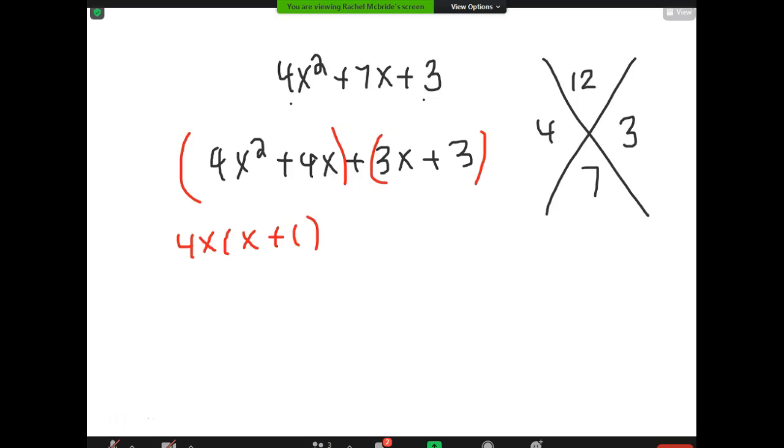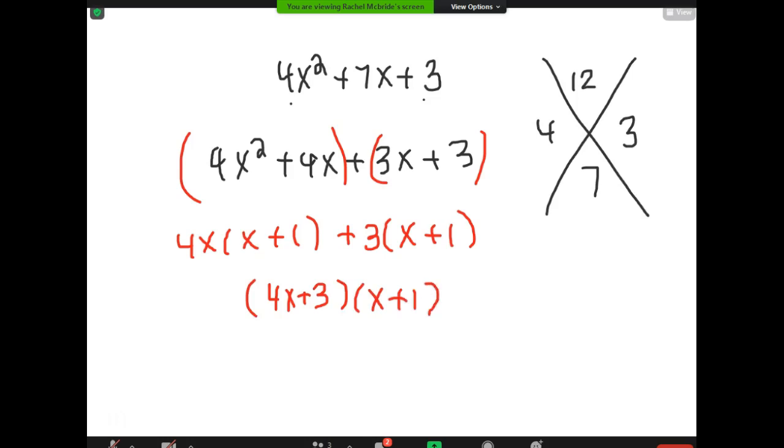Remember, when you take out the entire problem, a placeholder of 1 needs to be there. So if your GCF is 4x, don't lose that 1. Or if your GCF is 3, don't lose that 1. So you get 4x plus 3, x plus 1. And again, you can see that if you have an a value other than 1, these two terms don't work as the factors at the end.